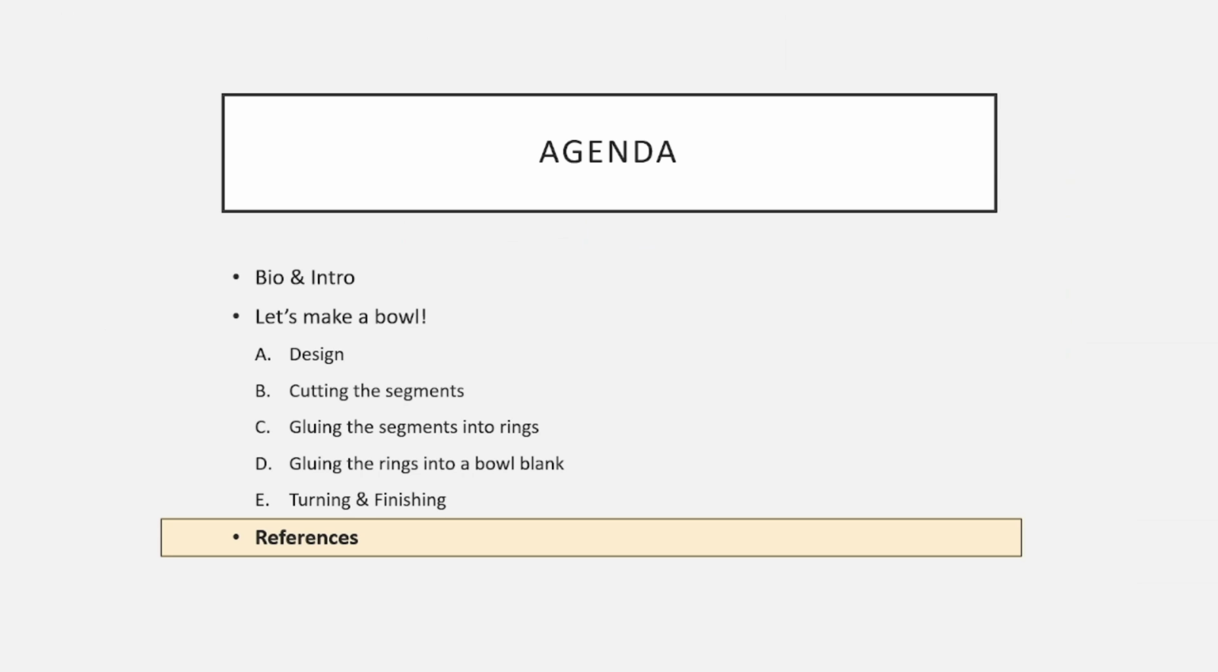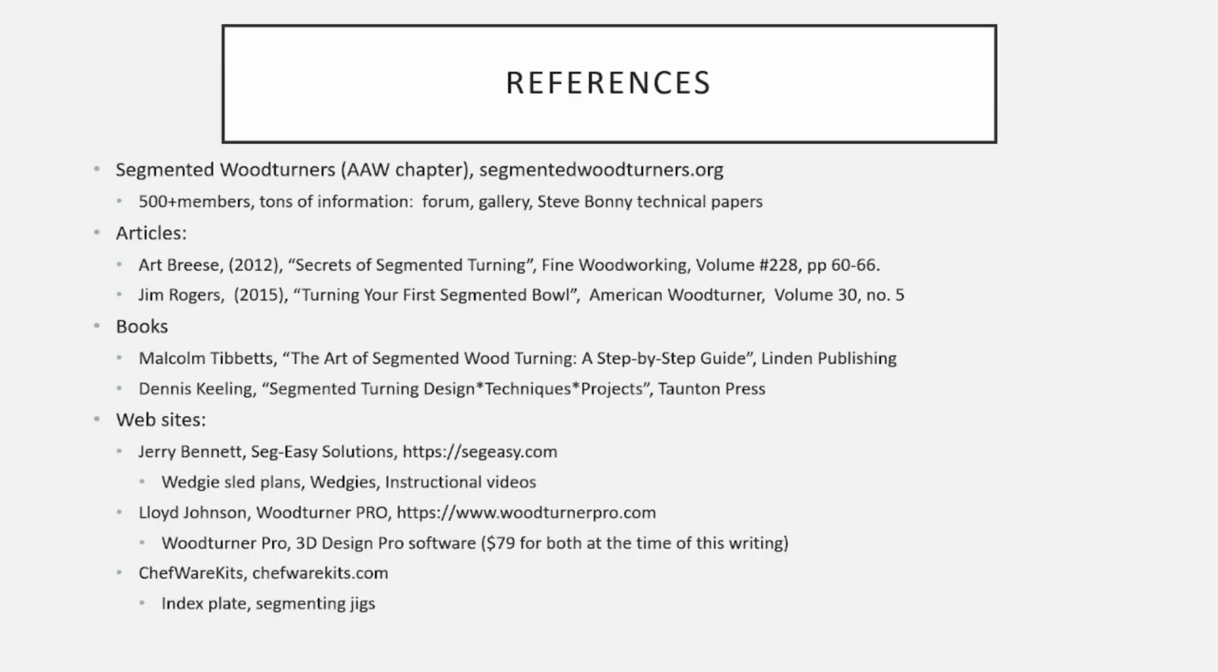So, last part here, references. I told you I would show this. There is a chapter of the AAW out there. It's what I would call a remote chapter. All the members are spread all over the world, basically. It costs $25 for an annual membership and has over 500 members. If you have any questions about segmenting, or you just want to get inspired, you go to that and you'll get all kinds of answers. One of the best things you can do to grow is publish a picture of one of your works on that website, and you'll get lots of critiques. Some are really valuable and some you wish you'd never seen.